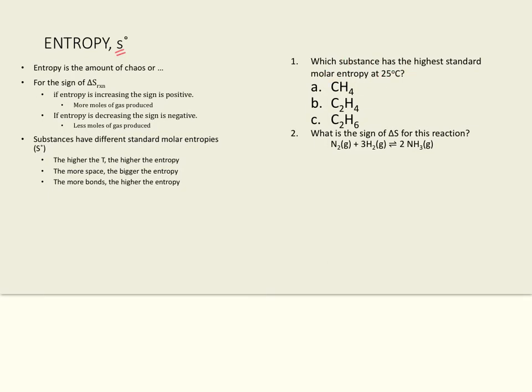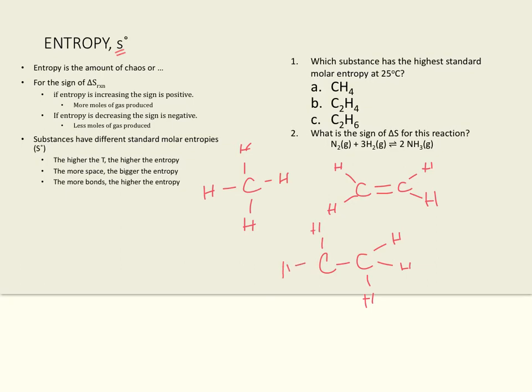I'm going to draw these for you so you can see them. A is CH4, it looks like this. B is C2H6, or C2H4. It looks like that. And then C looks like this. So definitely C has more bonds in it, and so it's going to have a higher standard molar entropy.